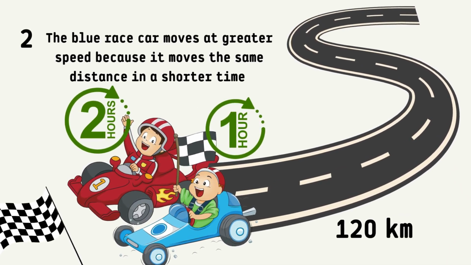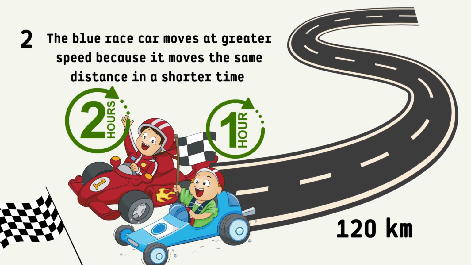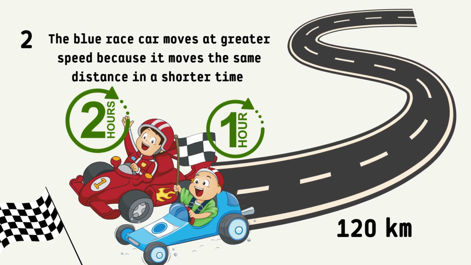So we find that the blue race car moves this distance, 120 kilometers, in 1 hour, and the red race car moves this distance, 120 kilometers, in 2 hours. It takes more time to cover this distance. So here, which one has more speed?